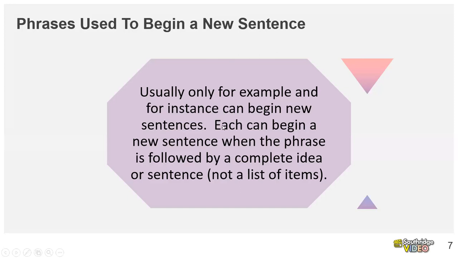And each, dan itu kapan? Each can begin a new sentence when the phrase is followed by a complete idea or sentence. Ketika phrase tadi, for example dan for instance itu diikuti oleh kalimat lengkap. Bukan diikuti oleh items. Dia diikuti kalimat lengkap, bukan dari items-item tadi. Understand?